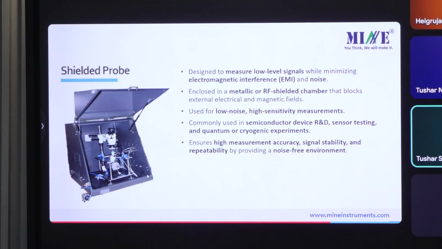Apart from this, there is a shielded probe station. This is another case which we have delivered to IITs.